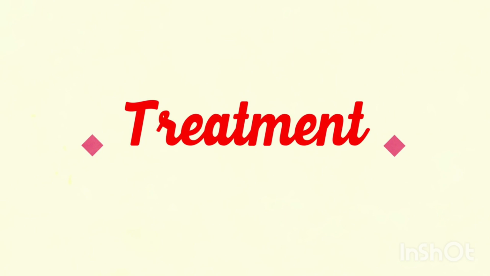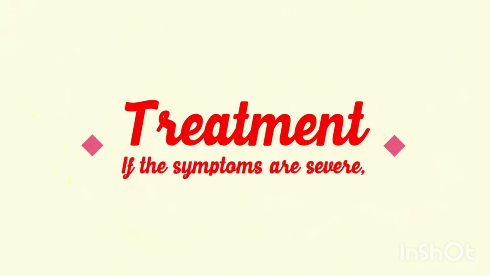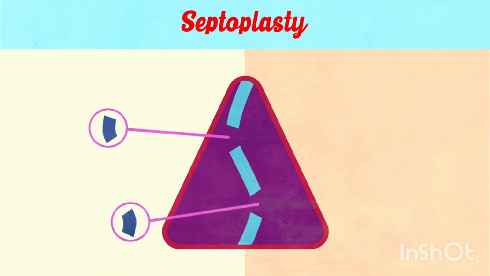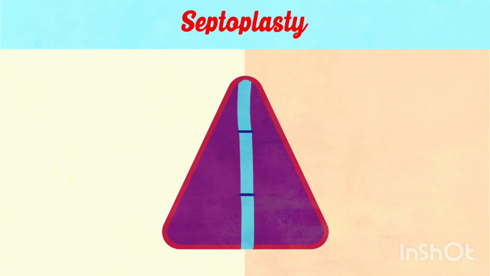Treatment. Minor cases of DNS require no treatment. If the symptoms are severe, then on reaching the age of 17, we can opt for septoplasty, in which the most deviated parts of nasal septum are removed, and the rest of septum is corrected and repositioned.